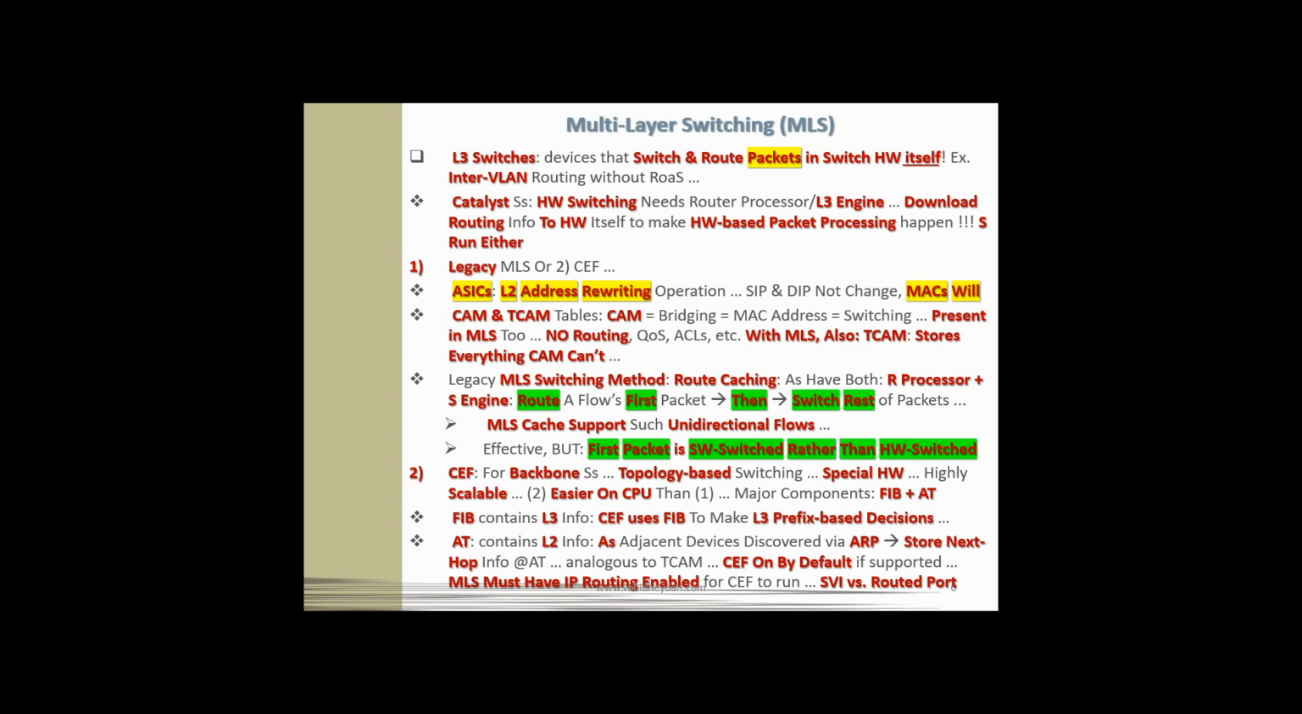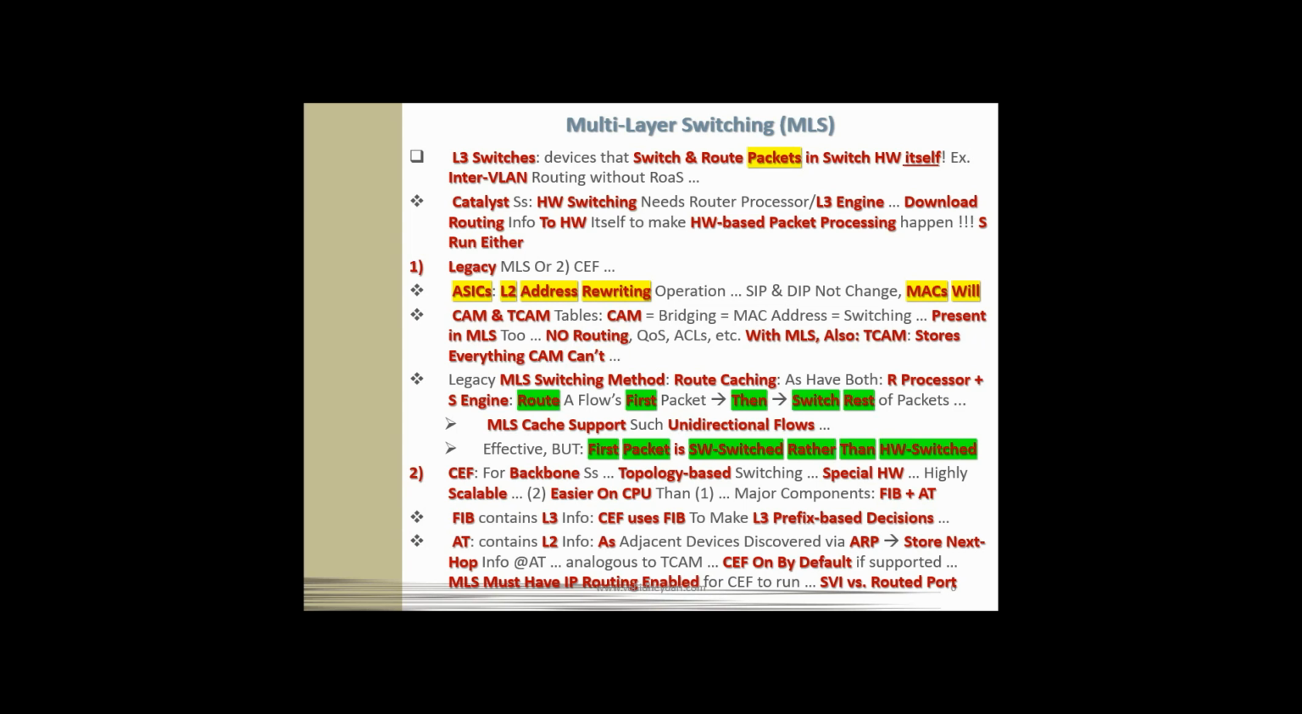So in the past, probably CEF was not available on all layer 3 switches. With modern switches, it's not the case anymore. We have them. CEF is highly scalable and is easier on a switch's CPU than route caching, the previous method that we have seen. CEF has two major components. We have FIB, forwarding information base, and we have AT, or adjacency table. These two are the two major components of CEF.